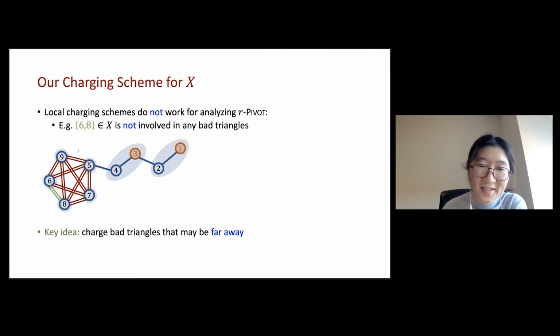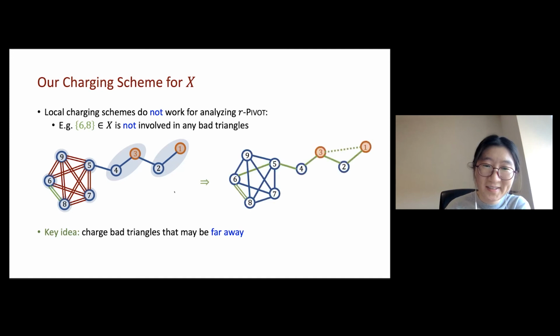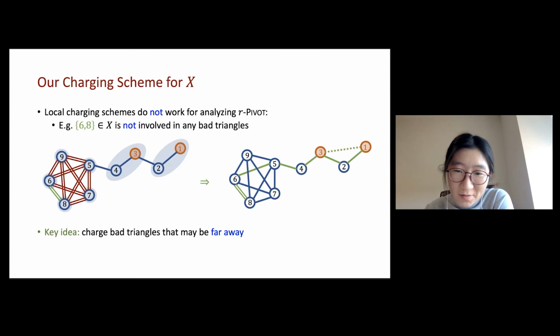So the key idea here is that we want to charge bad triangles that can be potentially far away from the mistake. So for example, roughly speaking, we would like to charge this mistake 6, 8 to potentially a bad triangle that's far away. And in this case, we will charge it to this bad triangle at the end of this path, consisting of the vertices 1, 2, and 3.